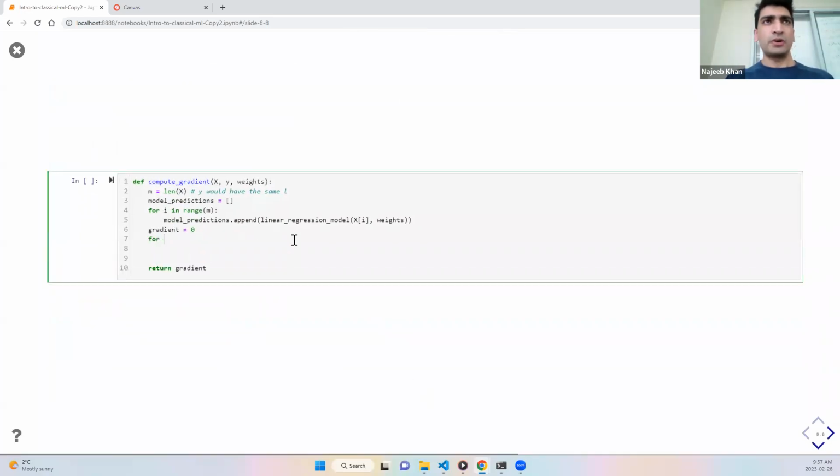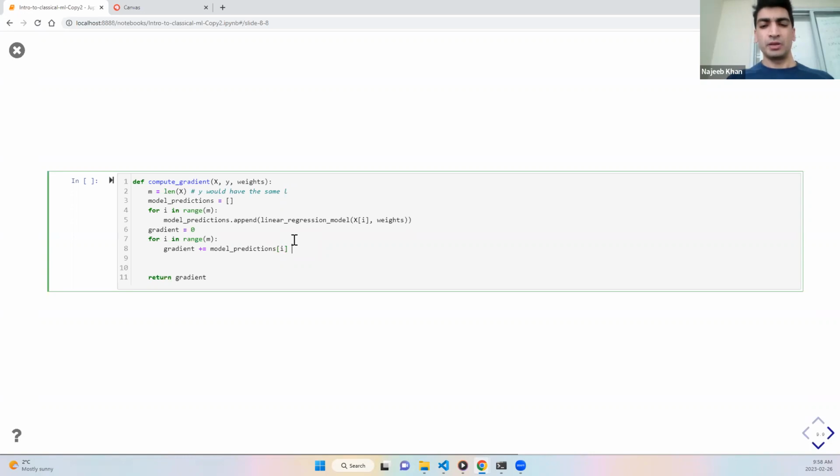So I'll do for i in range m, gradient is equal to, I have the model predictions i minus the actual target or the target label, and then I need to multiply it with x of i.